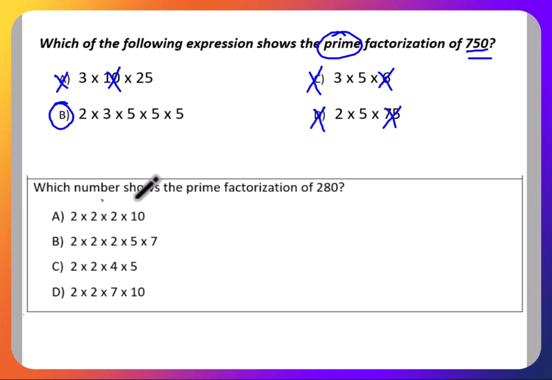Pause the video. Find the prime factorization of 280. Come back and see if your answer is correct. Okay, the correct answer is B, as in boy. Once you go through each answer choice, you can eliminate choices by getting rid of those that don't show prime factors. Because that's your clue word.